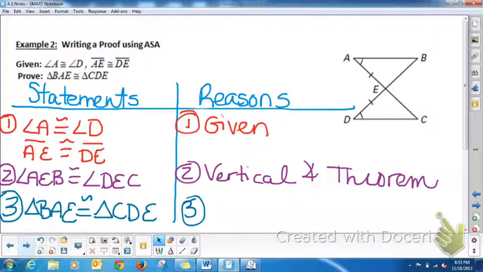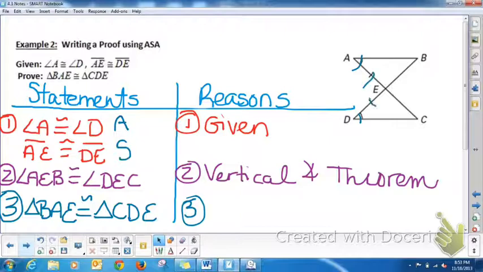So let's write our reasons in order and our statements. So the first statement, angle A is congruent to angle D. That was given to us. So we have a pair of angles that are congruent. Then, side, segment AE is congruent to segment DE. That's a side. That was given to us.